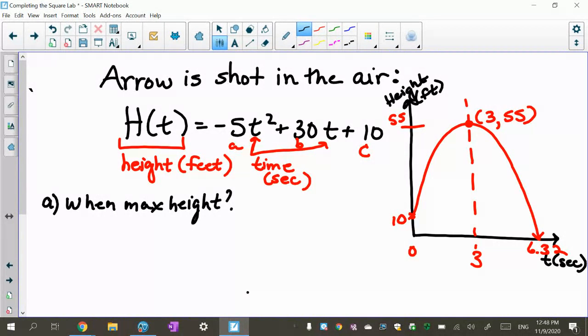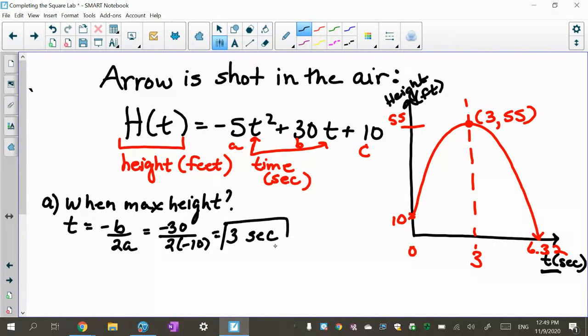In this case, I always say it's x equals negative b over 2a, but as you can see, my x-axis is time, so I'm going to say time equals negative b over 2a. As you can see above, I labeled a, b, and c, so I've got negative b, which is negative 30, over 2 times negative 5, and I get 3 seconds. I'm happy about that because I already found the point (3, 55).